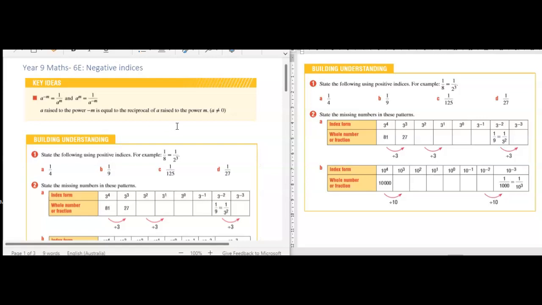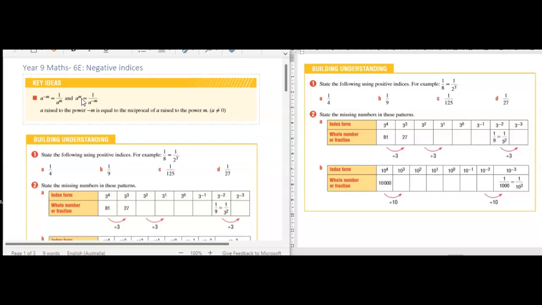All right, ladies, in this video, we're going to go through the theory for 6E, negative indices. So when we're working with indices, we don't tend to leave the power or the index in negative form. So you need to be able to transfer from a negative power into a positive power. Basically, if we had a to the power of negative m, we rewrite that as 1 over a to the power of positive m. So we basically change that negative and make it a fraction, or a unit fraction, 1 over.